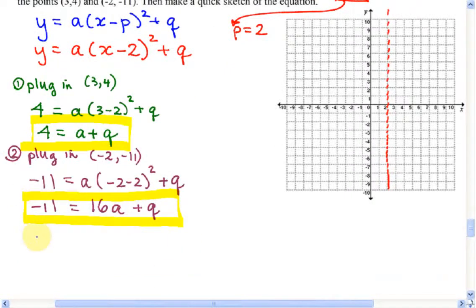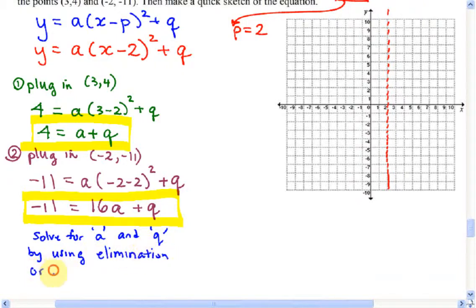So now solve for a and q. This is your choice, right? By using elimination or substitution. And if you forgot what that stuff was, see the Chapter 7 notes of Math 10, which I know you all kept.